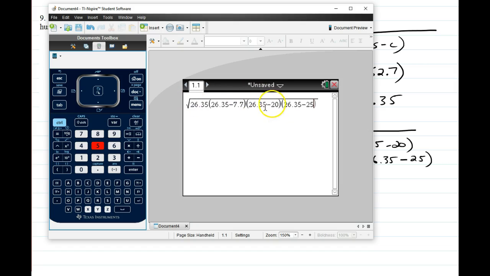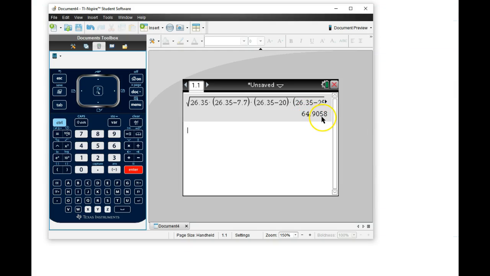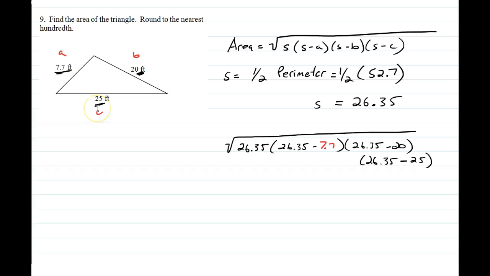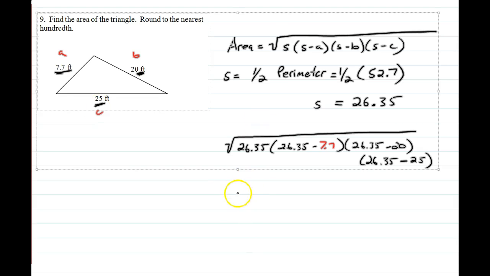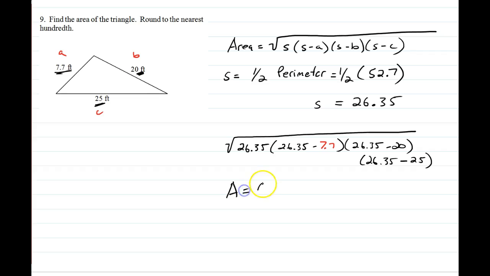So I took what was on my paper and I put it in the calculator so it looks exactly like my paper. The square root of all this is 64.9058. And the directions say round to the nearest hundredth. So this is going to be 64.91. So the area is 64.91. They do give us a unit of feet, and so it'd be feet squared.